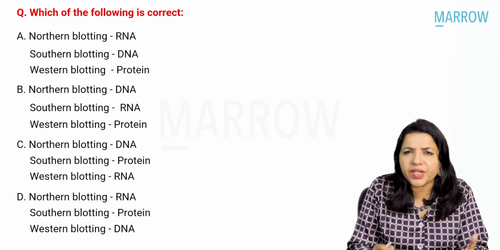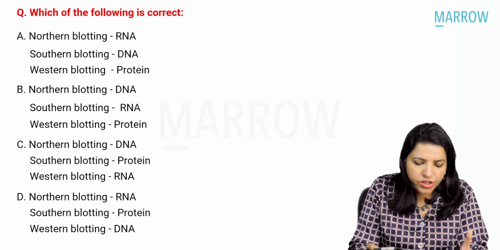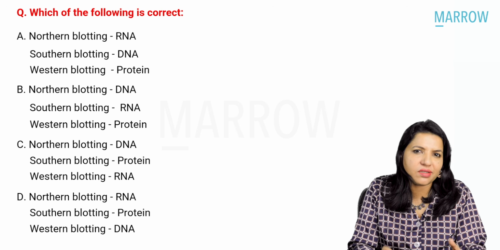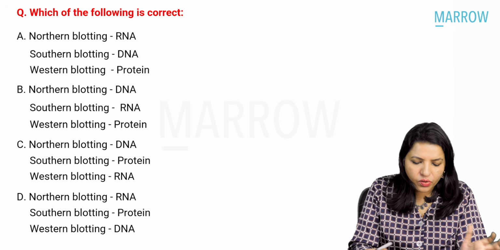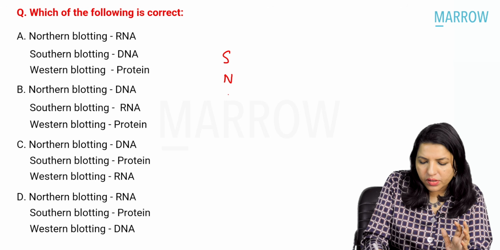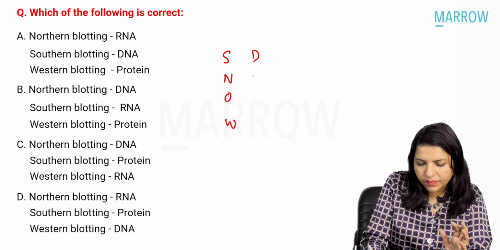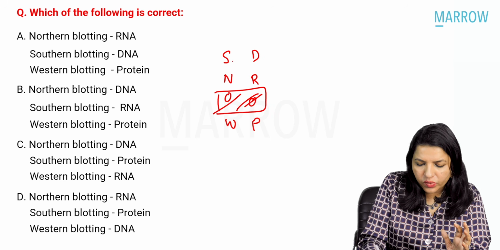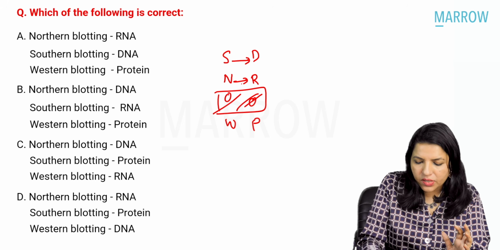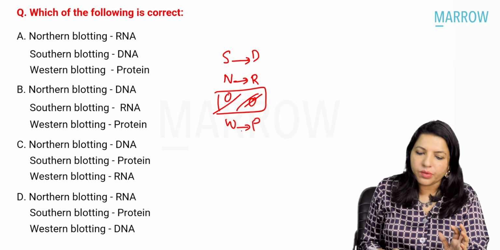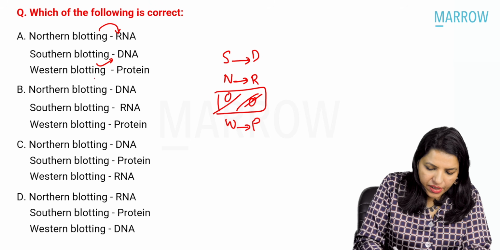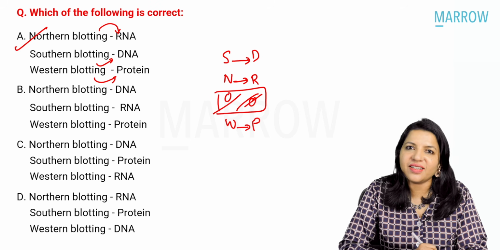Then another very straightforward question. Which of the following is correct? Among the molecular biology technique questions, this is the easiest one that was asked. We all know SNoW DROP, so we will cancel this. S is for D, N is for R, and W is for P. So what is the answer here? N R S D W P. Yes, A is the answer here.